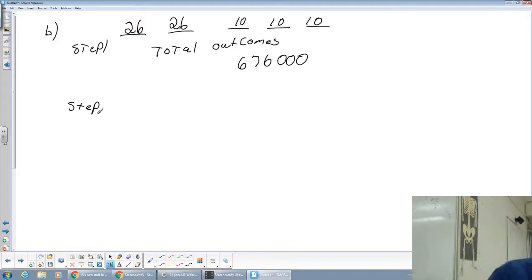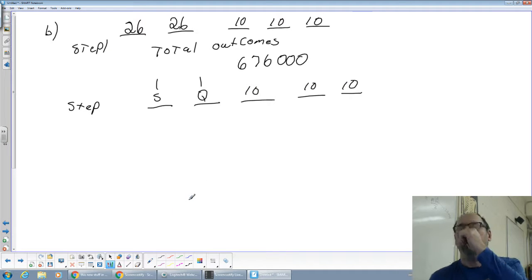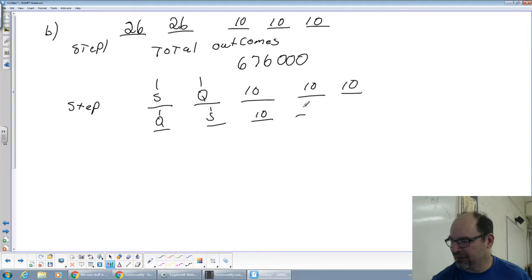Now we know the favorable outcomes. It says repetitions are allowed in the password, but it tells us we have to have an S and a Q and then 3 numbers. So we can have an S and a Q, which would be 1 each, and then 3 numbers where we could have repeats. So this would be 10, 10, and 10, because those numbers can repeat. Now the other one that we could have is a Q and an S. So there's 2 cases here.